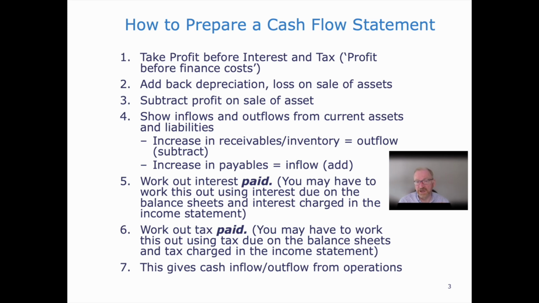So step number 2 is to add back the total depreciation on all of the non-current assets and any losses on the sales of non-current assets. The losses on sales of non-current assets and the depreciation may be given to you in the question, or you may have to work it out. You may have to look at the movements in non-current assets from the start of the year to the end of the year, using the balance sheet information and any extra information you're given, to work out what the depreciation is and what the losses or profits on sales of non-current assets are.